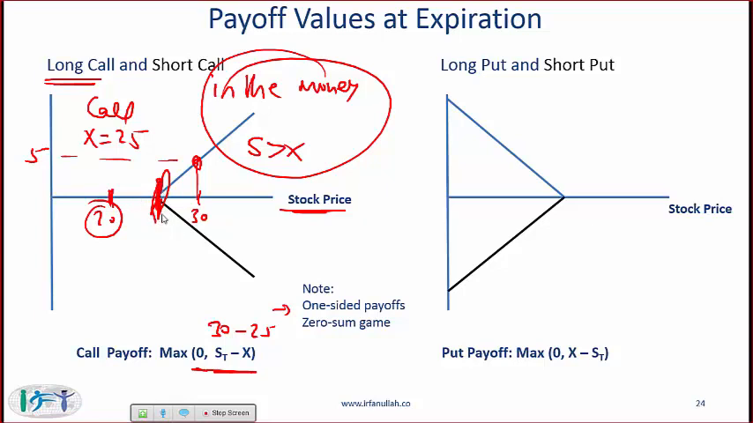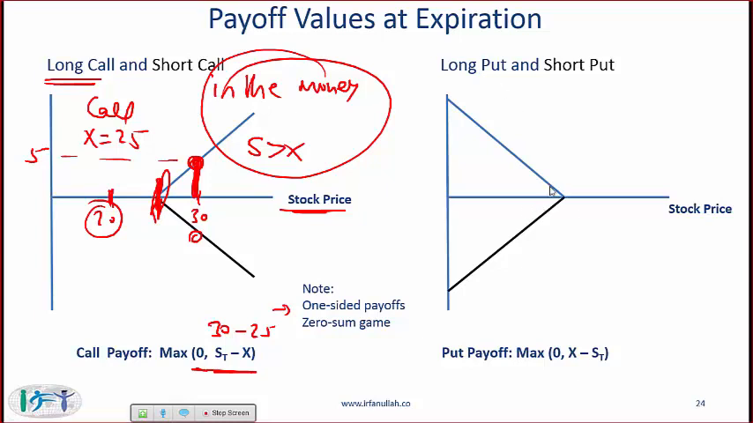Also note that this is a zero-sum game. What that means is that whatever gain there is for the long is equal to the loss for the short, because the money is coming from the short. So the $5 made by the long over here comes from the short, so the short's loss will be 5. On the right, we are looking at put options.